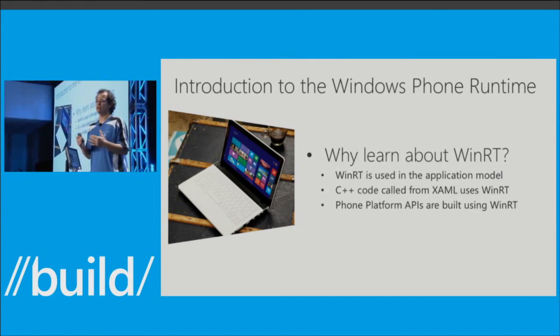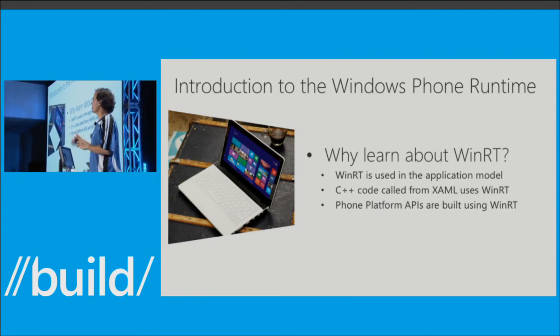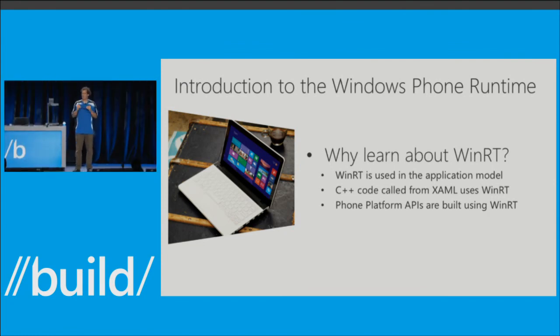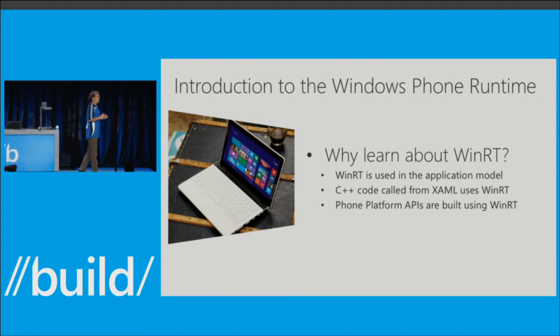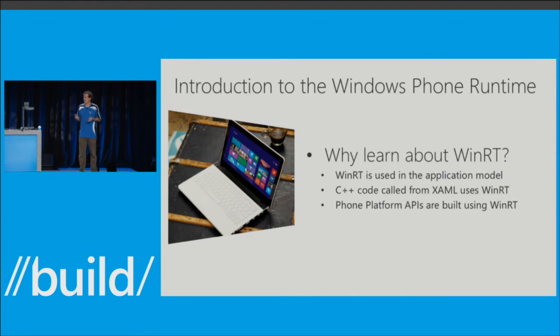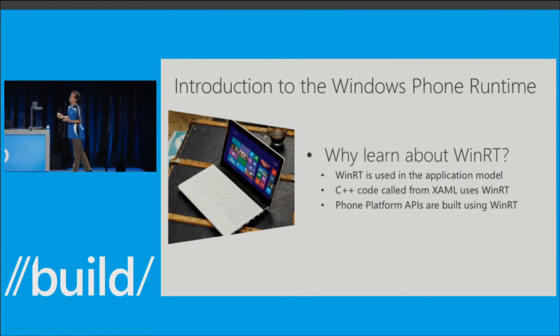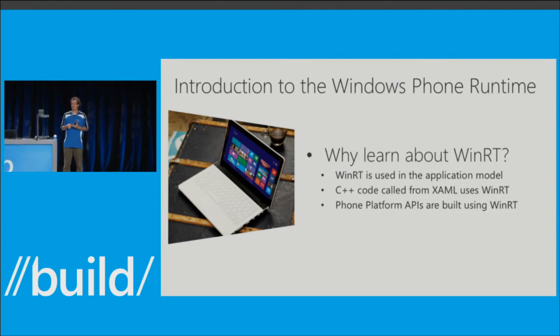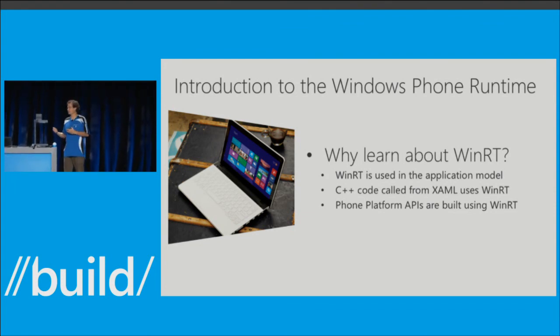So WinRT is used in the application model. In those on activated, on suspending events that we looked at in a pure native app that I demoed a few minutes ago, those used WinRT. So the way that we hook Windows Phone apps into the OS is using WinRT. Second, if you want to call C++ code from XAML apps, then you must use WinRT. It's the only way that we support it. So I cannot statically link C++ code into a XAML app or dynamically load a C++ library into a XAML app directly.